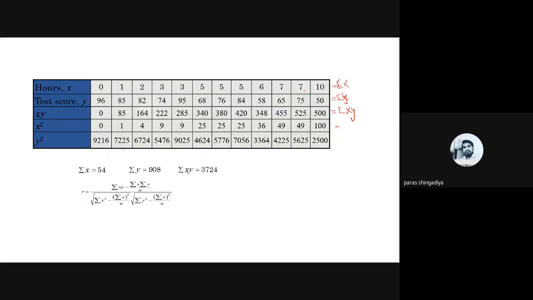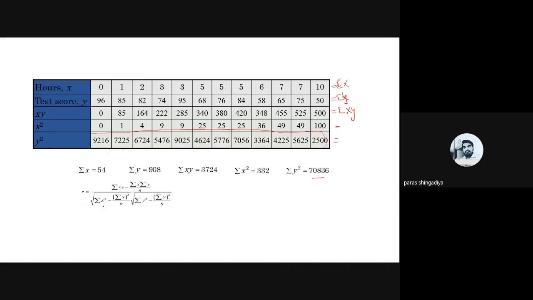The second row is called sigma y. The total of y is equal to 908. Total of xy, x into y: the total of the third row will be 3724. The total of the fourth row is sigma x square, that is 332, and the total of y square is equal to 70836. Clear? The addition of all of these is called the total, and the total of the last row will be 70830.